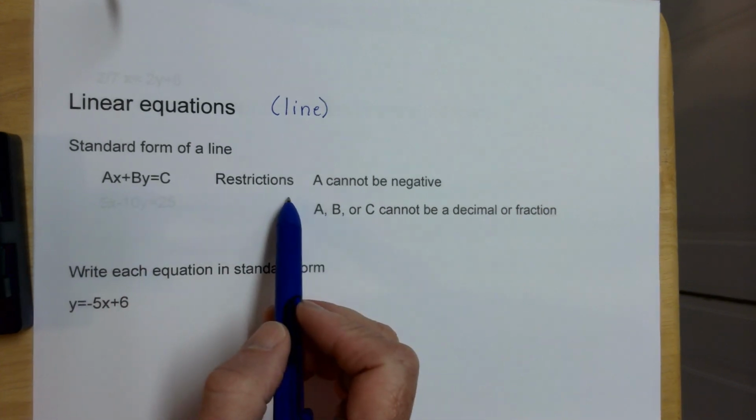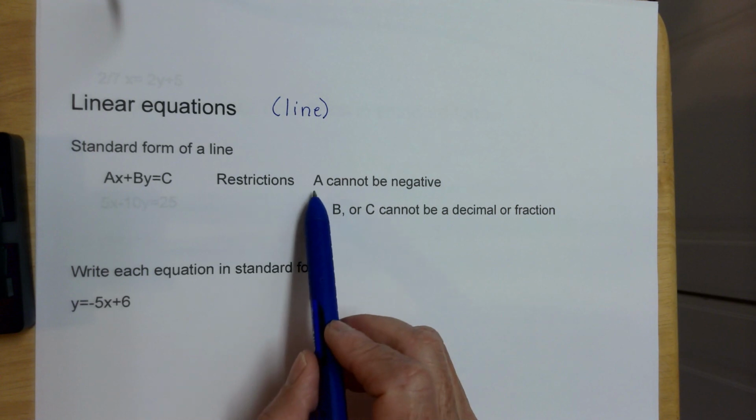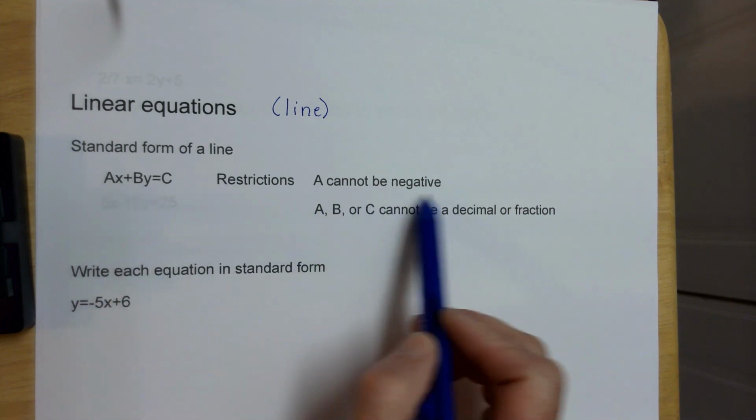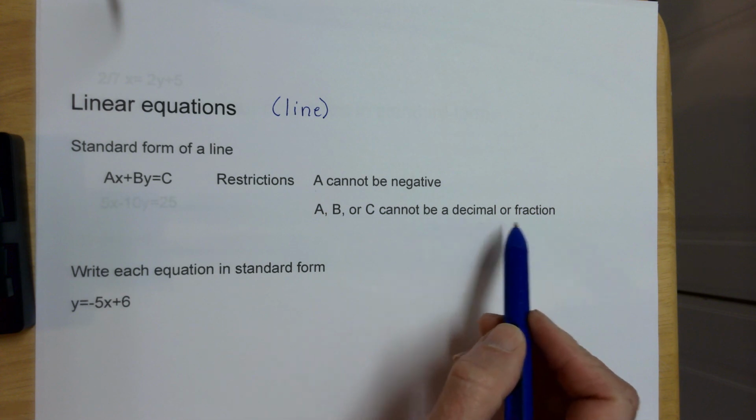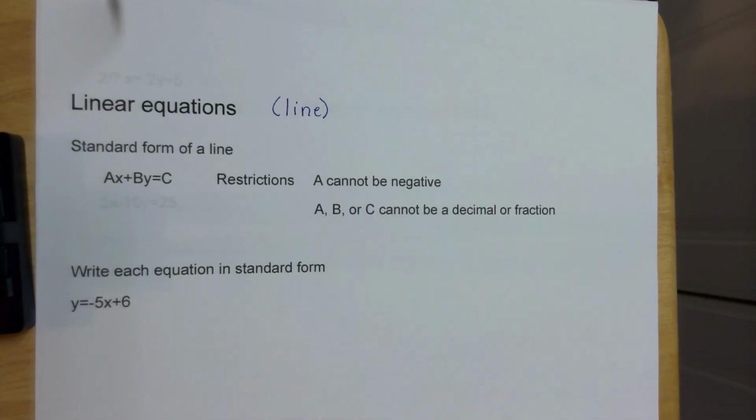There's restrictions on this. The a, right here at the front, cannot be negative, and the a, b, and c cannot be a decimal, and it can't be a fraction. So you'll have to multiply through to get rid of those if that's the form that you have it in. So if I take this and it says write each equation in standard form, I have to rearrange this equation. I have to get the x and the y on the same side.